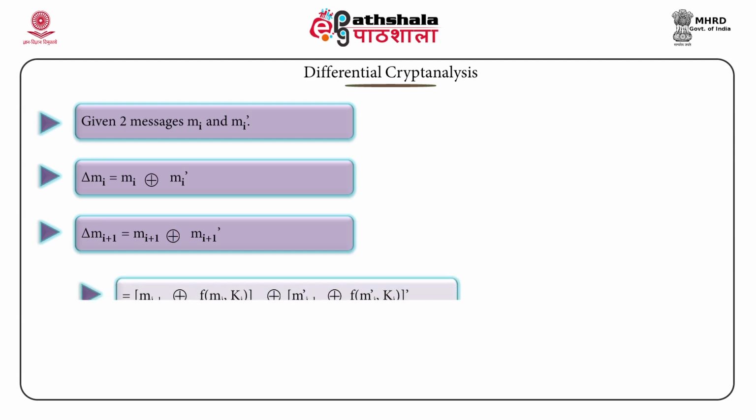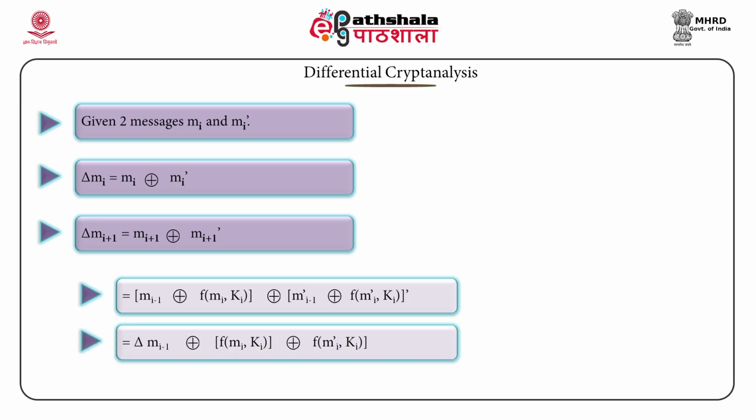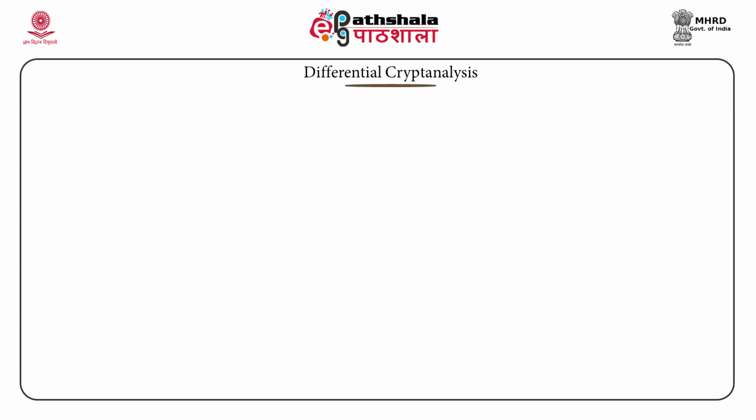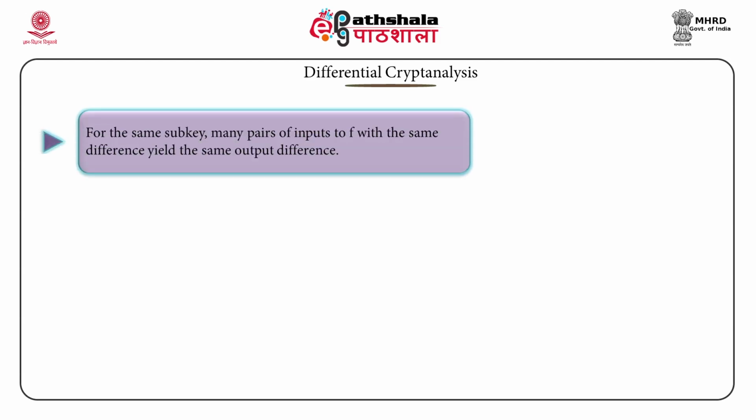So Mi+1 is nothing but Mi-1 exclusive OR with the output of the function of Mi and Ki. As our formula suggests, exclusive OR with Mi-1 dash exclusive OR with the function of Mi dash and Ki. So if we do the exclusive OR of Mi-1 and Mi-1 dash, it gives the same value, Mi-1 exclusive OR with the function output of Mi and Ki, exclusive OR with the function output of Mi dash and Ki. What is the conclusion out of this discussion? That for the same subkey, many pairs of inputs to f with the same difference yield the same output difference.